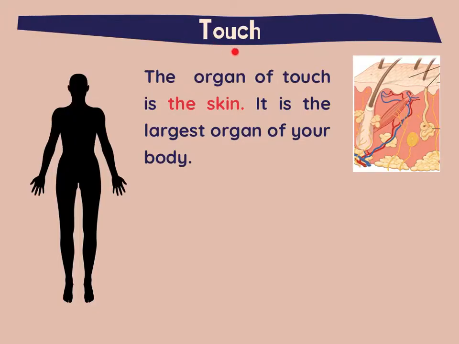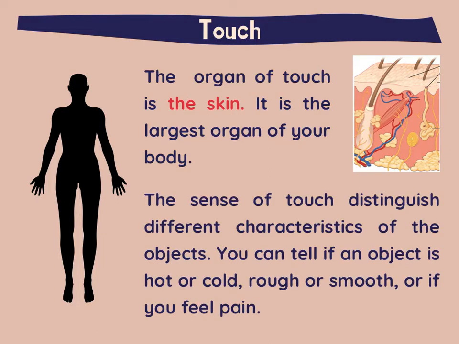Let's move on to touch. The organ of touch is the skin. It is the largest organ of your body. The sense of touch distinguishes different characteristics of the objects. You can tell if an object is hot or cold, rough or smooth, or if you feel some pain in your skin.